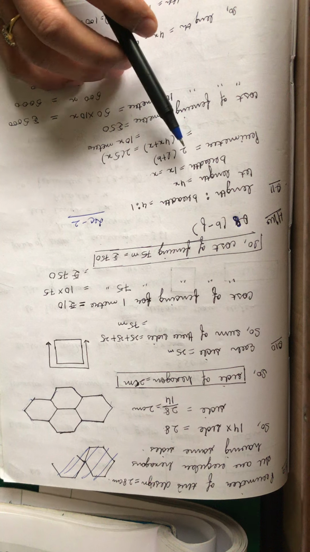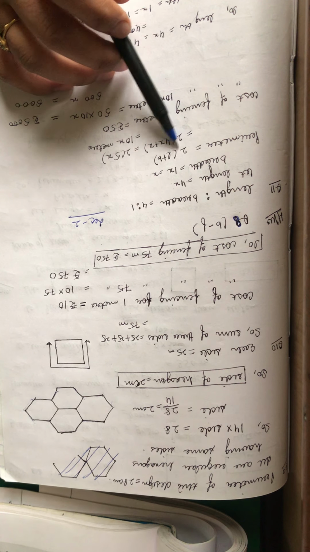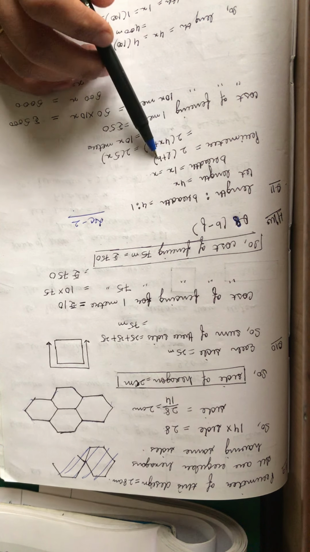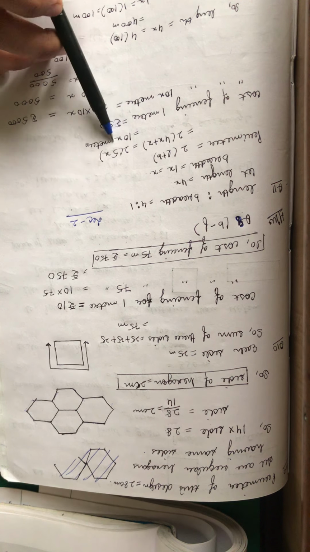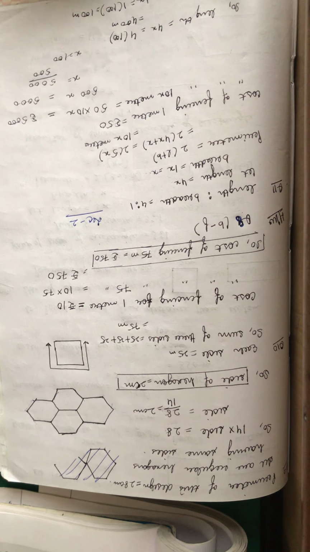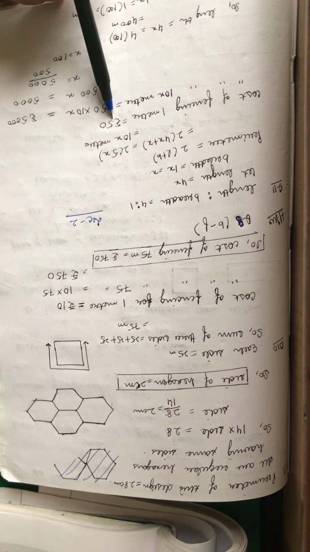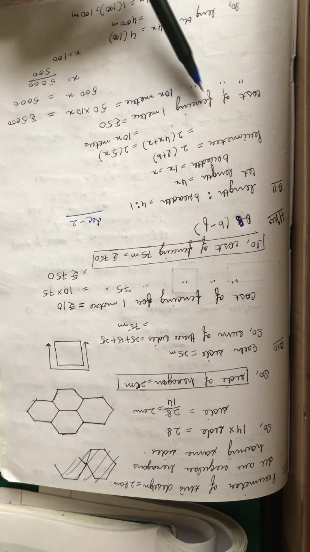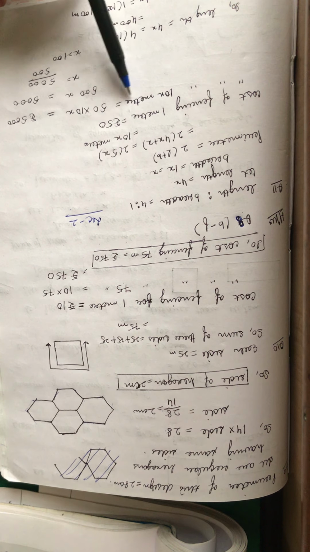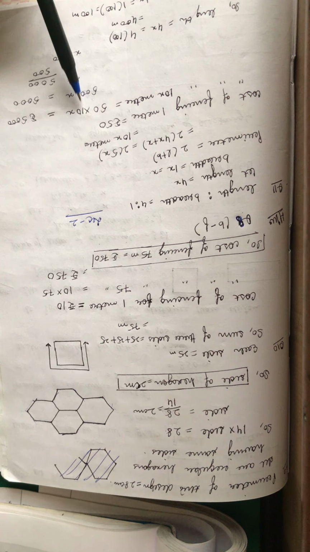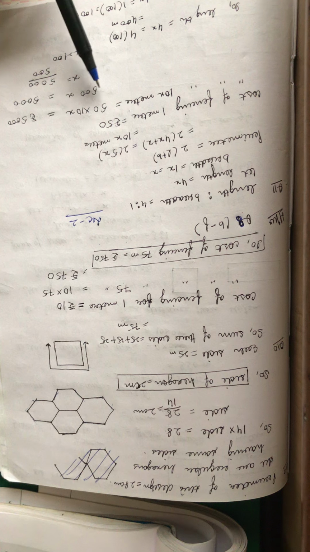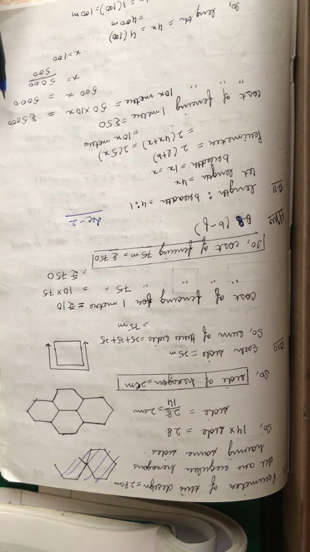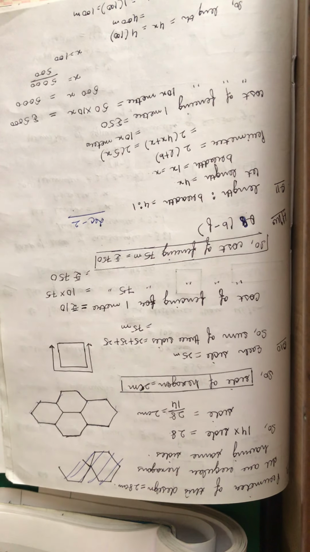So perimeter of a rectangle is twice of length plus breadth. Length 4x, breadth x. So it will be 4x plus x, 5x. 5 into 2, 10x meters. So perimeter is 10x meters. Now cost of fencing 1 meter is rupees 50. So the cost of fencing the full perimeter, that is 10x meters, is 50 into 10x, that is 500x.